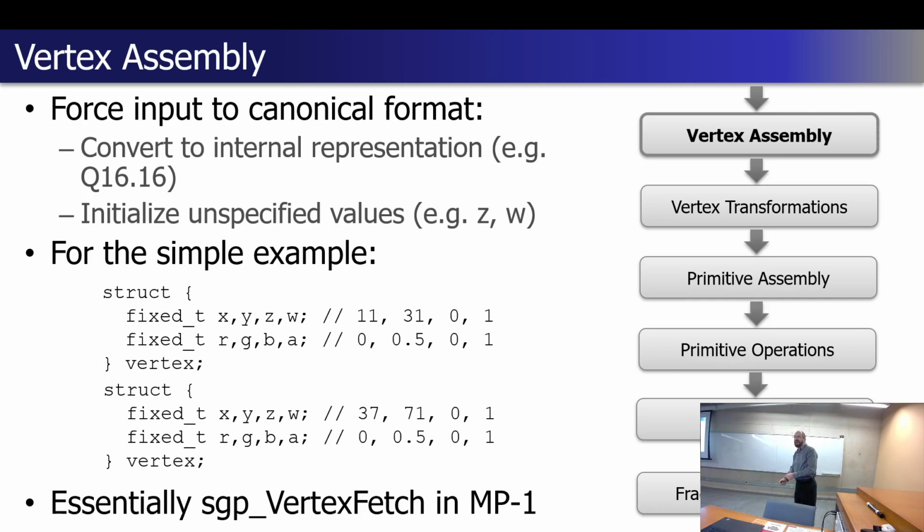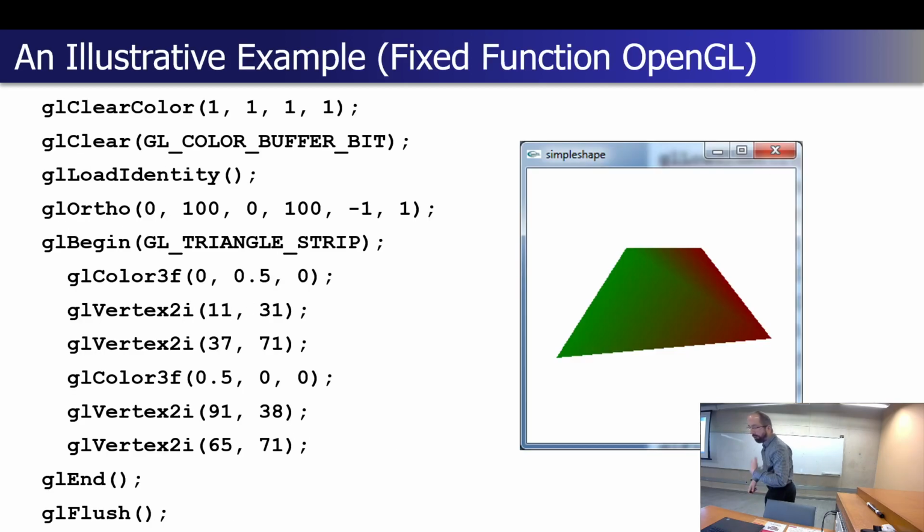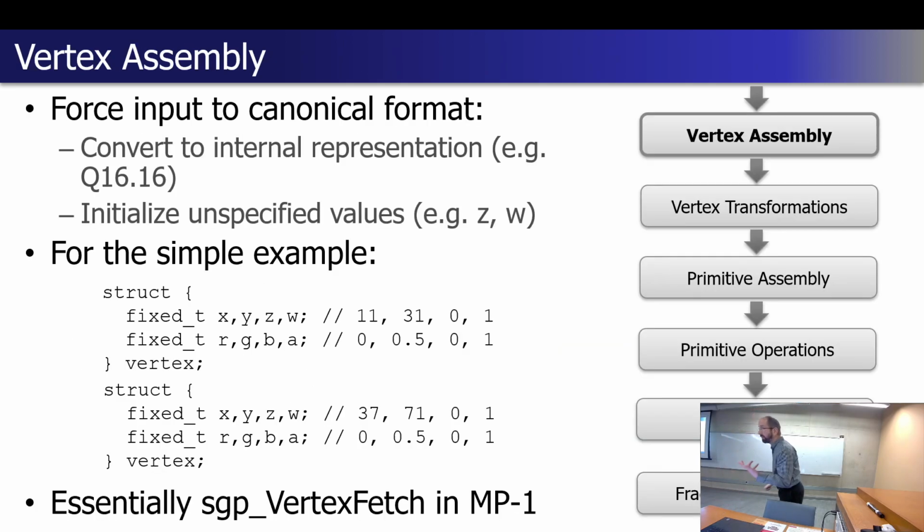We also then have to fill in what may be missing. If we specified our vertices as GL vertex 2i or 2f, we specify just an xy, because we're not doing anything with z yet in our hardware, right? So we're specifying everything in just our xy plane here. Internally, canonically, either at the driver or at our first stage of hardware, we have to convert it to that internal format that the rest of our pipeline is going to expect.